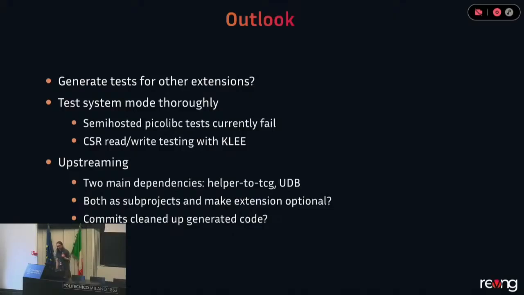So finally, for upstreaming, we want to open this up to a discussion a little bit. There are two main dependencies on this project, being helper-to-tcg and the unified database, and helper-to-tcg depends on LLVM. So one option is to include both of these sub-projects and then make the extension optional. Another, simpler one would be to simply commit cleaned up generated code, which I know is a big sin, so that's why I'm asking for a bit of input here.